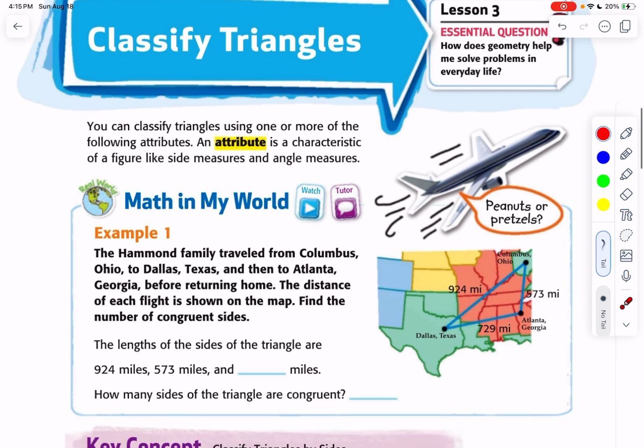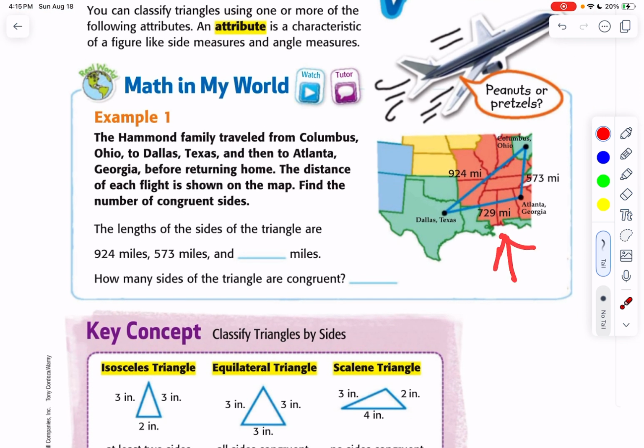So if you look over here at the map of the United States, looks like we're more on the East Coast. We have Columbus, Ohio, Atlanta, Georgia, and Dallas, Texas. And this Hammond family goes on a vacation. I think they live in Columbus, Ohio, and they fly to Dallas, Texas. And then from there, they fly to Atlanta, Georgia, and then they fly home, which makes a triangle path in the air.